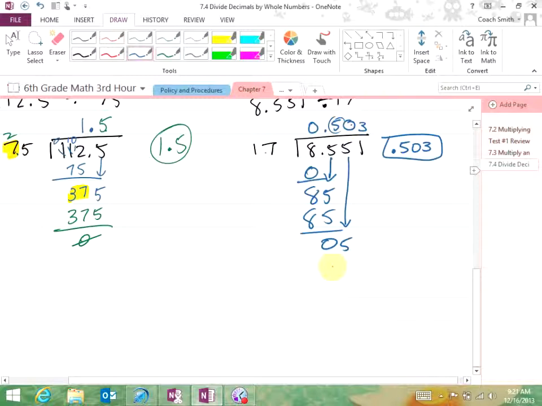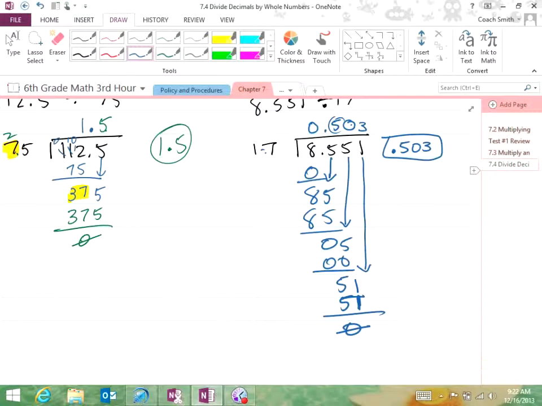0 times 17 is 0. Remainder 5. Bring down that 1. 17 goes into 51 3 times, and that would be 51. Remainder 0. Instead of writing it out that long, I just said 17 into 85 and put it, and then went from there.